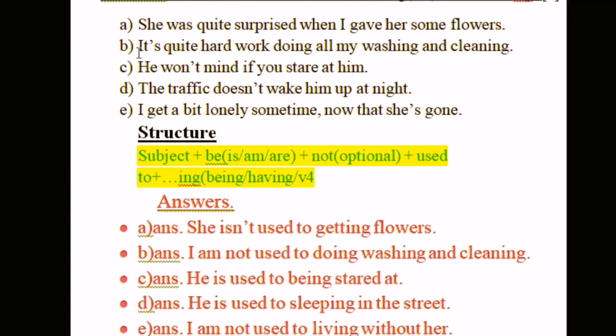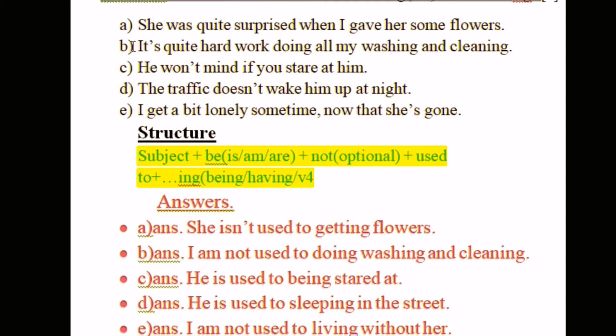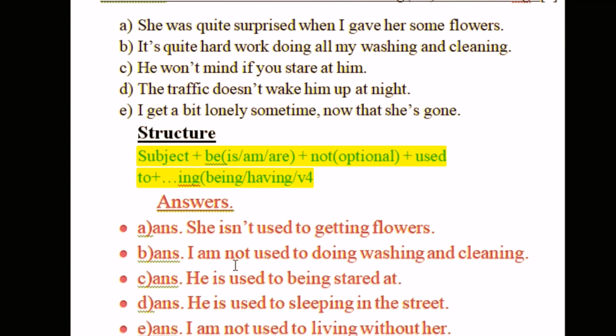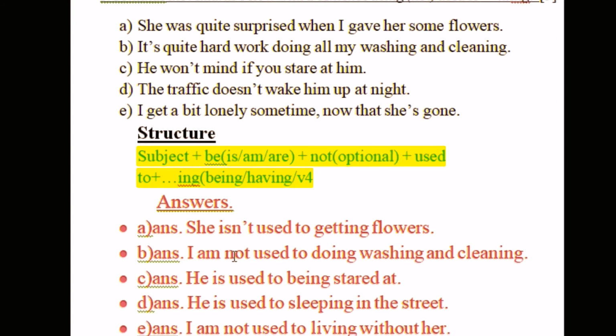So option B there. It's quite hard work doing all my washing and cleaning. My dear, you can guess the subject there. Yes, we have to write I as the subject, so with I we have to use am. I'm not used to doing washing and cleaning. That's why it's quite hard work for me to do that washing and cleaning. In this point, my dear, you can write there, I'm not used to washing and cleaning as well. But this is also right, that I'm not used to doing washing and cleaning.